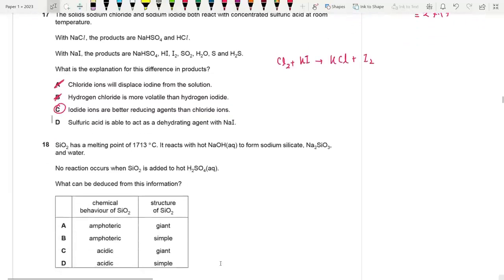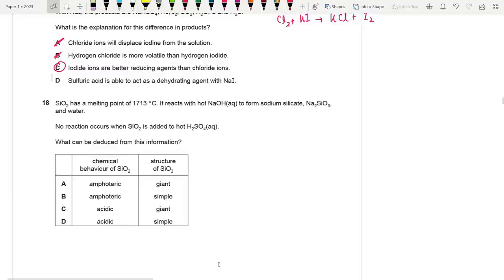Okay. Next. SiO2 has a melting point of 1713 degrees Celsius. It reacts with hot NaOH to form a sodium silicate Na2SiO3 and water. No reaction occurs when SiO2 is added to hot H2SO4. What can be deduced from this reaction? Okay, so SiO2 reacts with NaOH. So NaOH is a base, so SiO2 is actually acidic in nature.